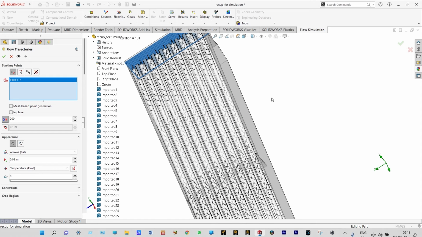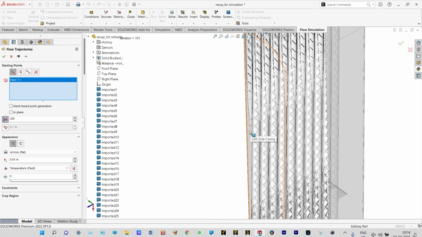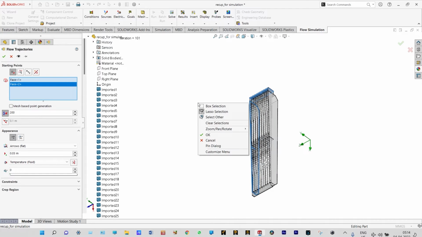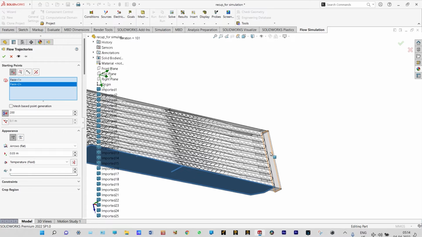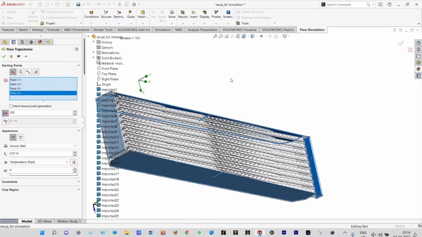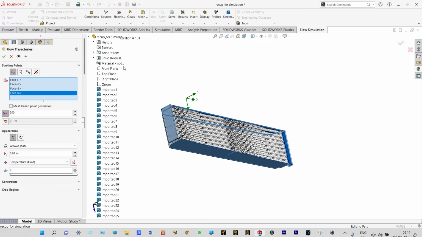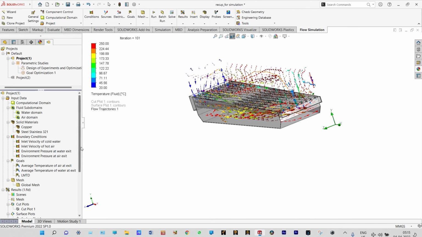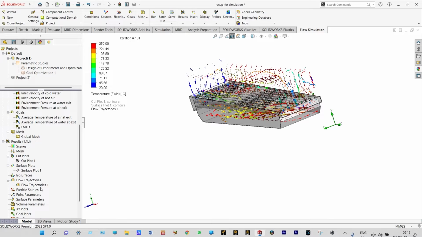For that we need to rotate this one a little bit. This is the inlet location of hot air. We need to select some other locations also. This is the exit of cold water, and this is the exit of hot air. So through these surfaces we'll see the dynamics of flow particles, right? Green check. The particle study is running right now. It will take some time to generate all these flow particles. You can see this one in the form of an animation. Let us play.